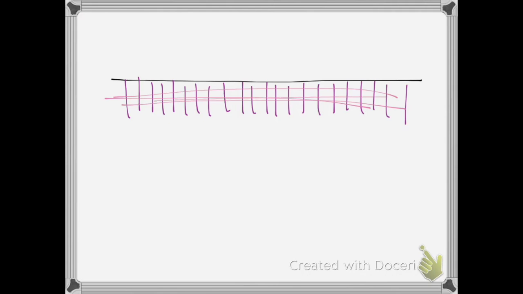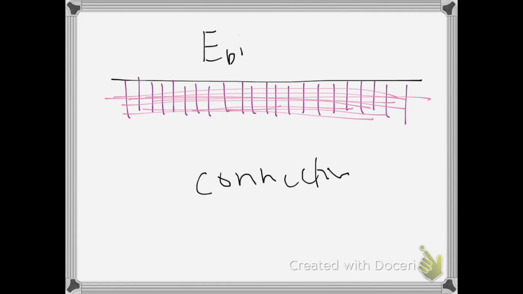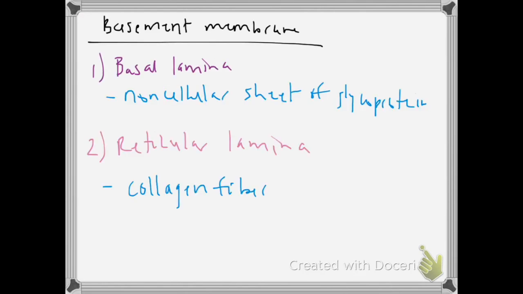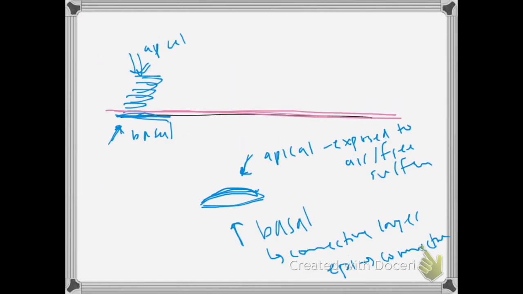So what this is doing is making an interlocked web to help connect whatever's up here, which is your epithelial tissue, and whatever's down here, which is your connective tissue. So the connection between the epithelial layer and the connective layer is this basal membrane, and we saw this right here. We said the basal surface typically is the connective layer, and typically we're talking about epithelial to connective tissues.